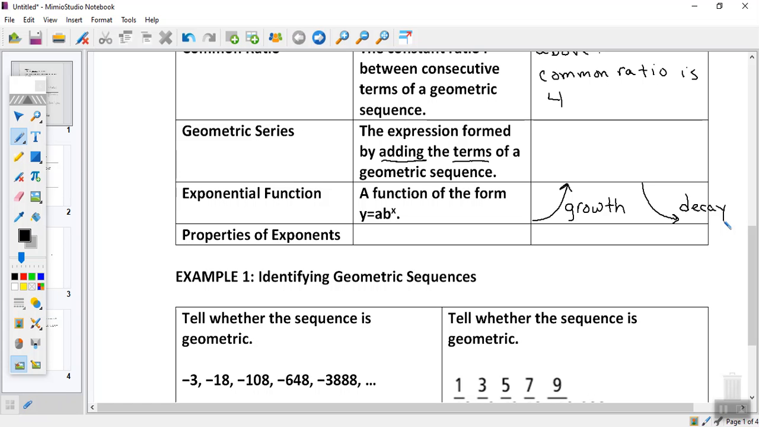Vocab-wise, how you feeling right now? Good. Understand that we're not looking for a common difference, how much we're adding or subtracting, anymore. We're looking for a common ratio, how much we either multiply or divide by, right?